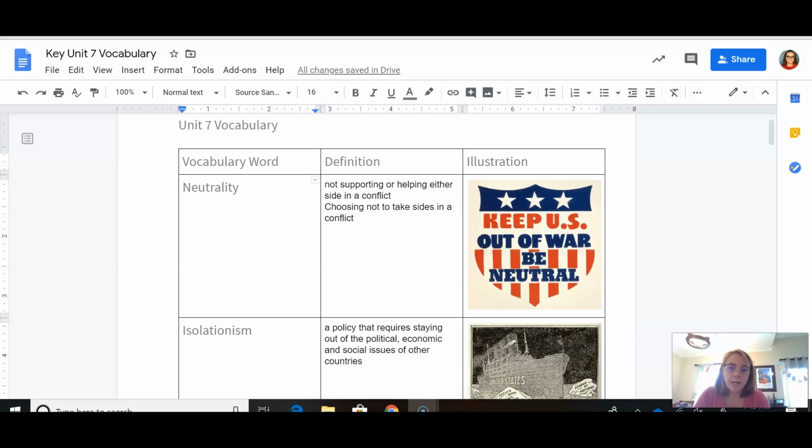A context when I can. Some of them, it doesn't matter, whatever context it is. The word means the same thing, but some of them, we want to look at this in a particular context. So the word neutrality means to not support or help either side in a conflict, right?